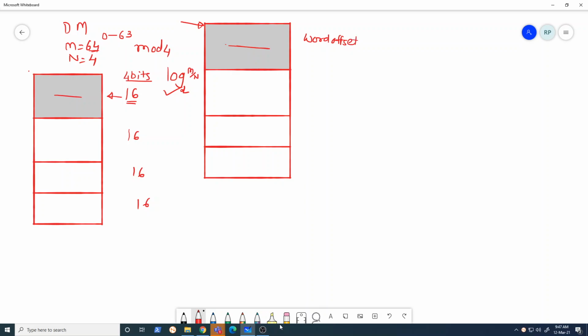Require word offset, right? So the correct answer is word offset. Cache offset is to find out which cache block. Tag offset is to find out which cache block. Byte offset: if it is a byte addressable memory, then to find out which byte, we require byte offset. There is no such thing as tag offset.